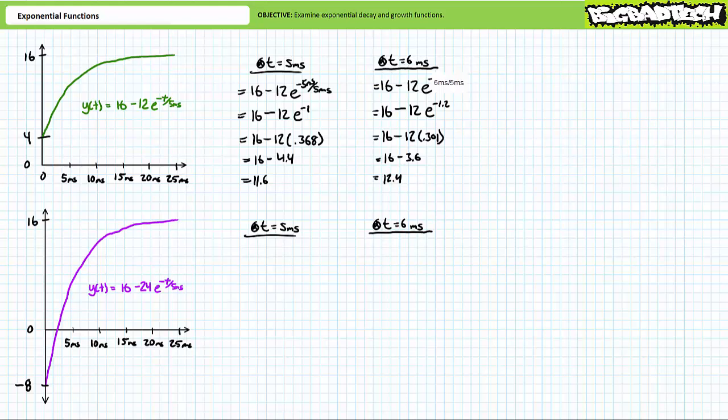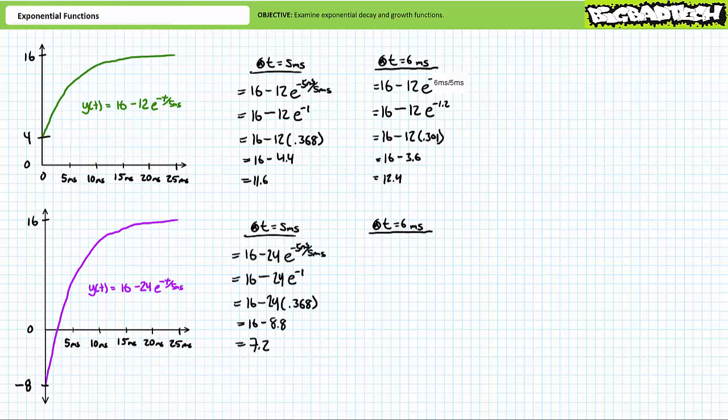Let's perform an analysis for these same times for a function with an initial value of negative 8 transitioning to 16 over the course of 25 milliseconds. Given an initial value of negative 8 and a larger differential of 24, we might expect these values to be different at the same times. Let's see if this is the case. This function could be modeled as having the expression 16 minus 24 times e to the negative t over 5 milliseconds. Let's evaluate this function also at t equals 5 milliseconds and again at 6 milliseconds.